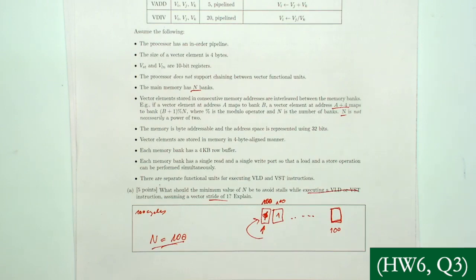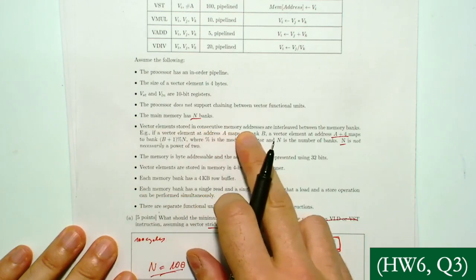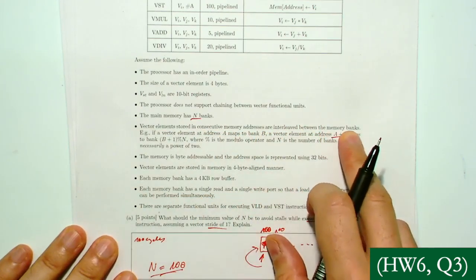Yeah, they are two different memory banks. So it's specified here, right? Vector elements storing consecutive memory addresses are interleaved between memory banks.